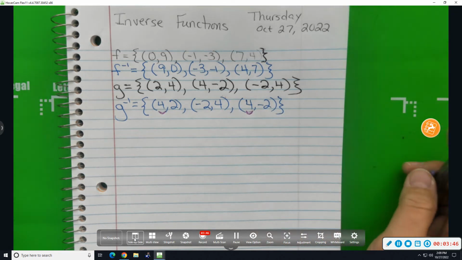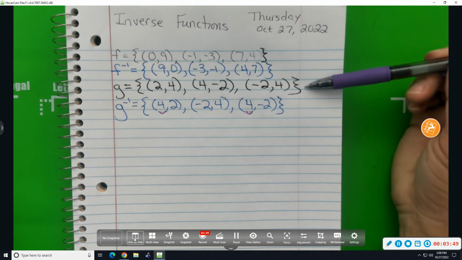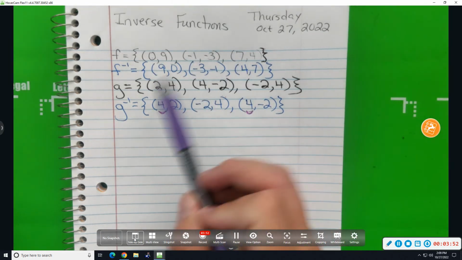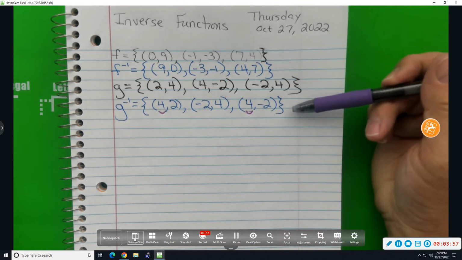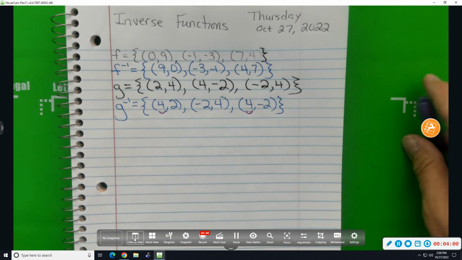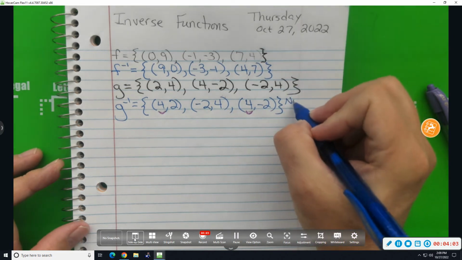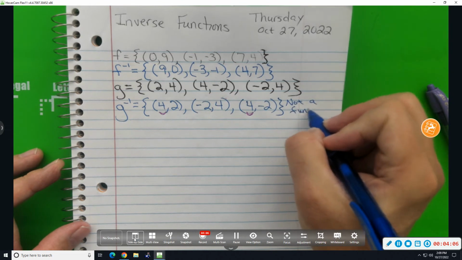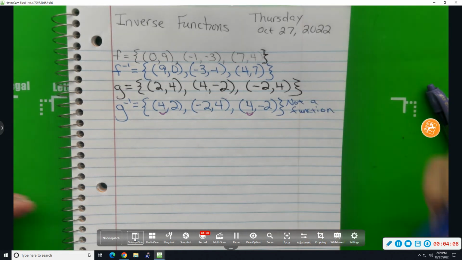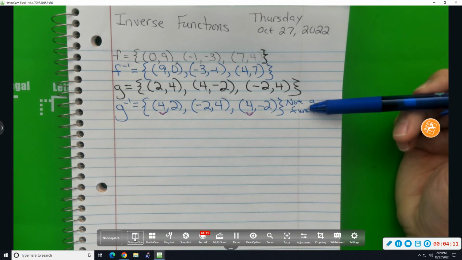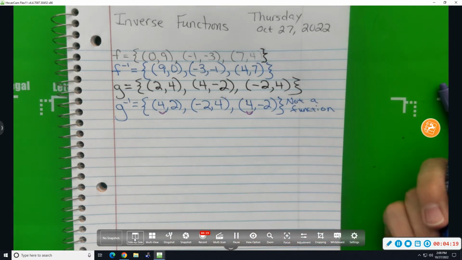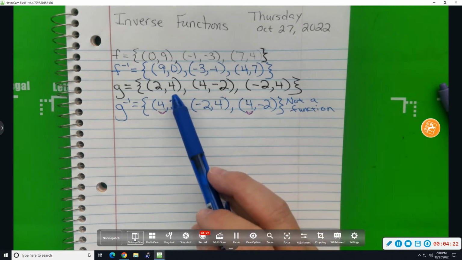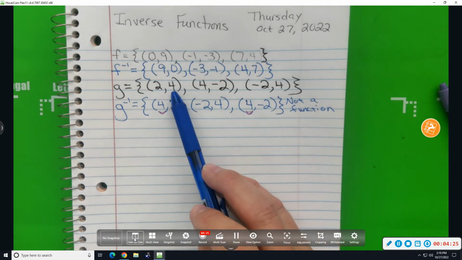What went wrong? Why did this happen? f and g are both functions. They had no repeated x values. But when we formed their inverses, one of them is a function, one is not a function. What went wrong? How do we pick up repeated x values here on this g inverse? Why do we have repeated x values? Where do those x values start off? As y values. It's perfectly fine to have repeated y values.